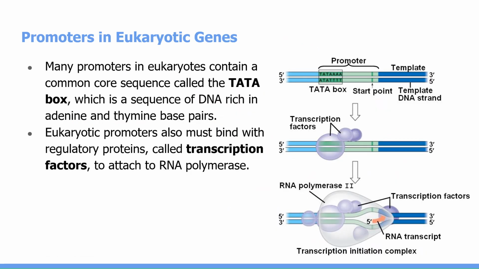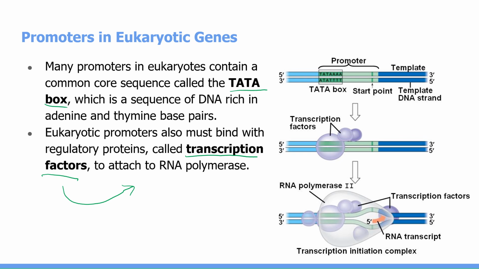So let's talk about the promoter region. The promoter region in eukaryotes contains a common core sequence called the TATA box. This is a sequence of DNA rich in adenine and thymine base pairs. Eukaryotic promoters also bind to regulatory proteins called transcription factors, and these help attach RNA polymerase.